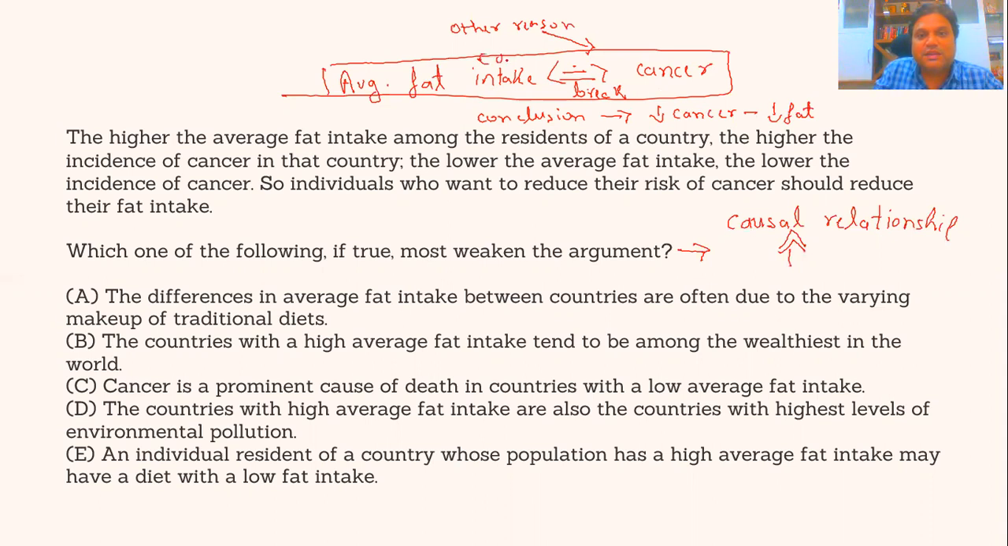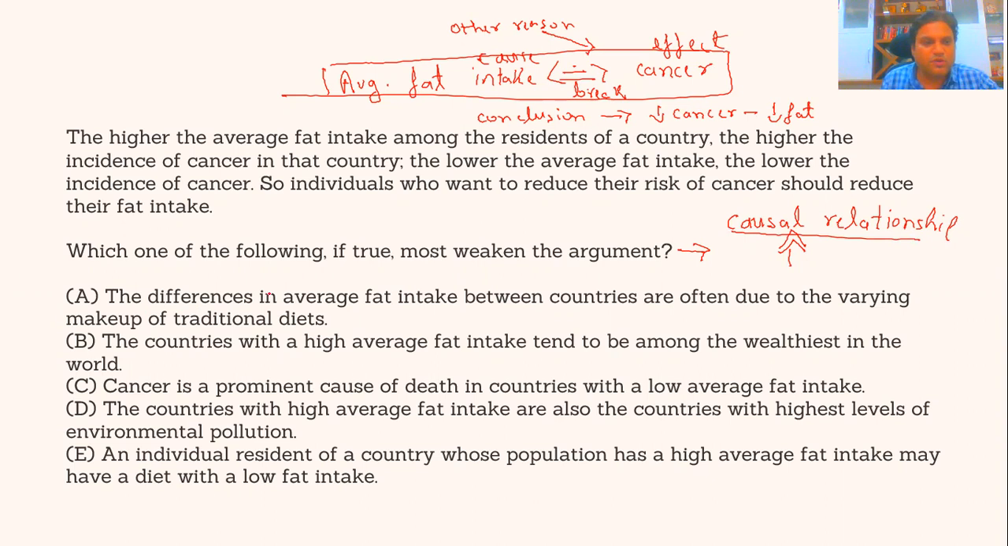So here it was saying this is a cause and this is an effect. So if you reverse, and if any option can say that there exists a reverse relationship, even that weakens. But the better way to weaken the argument is giving some other reason. So this is what you need to do in the causal relationship. Now let us look at the options.